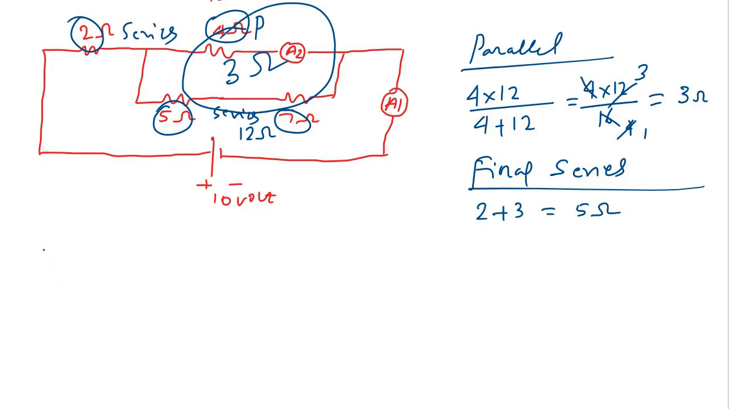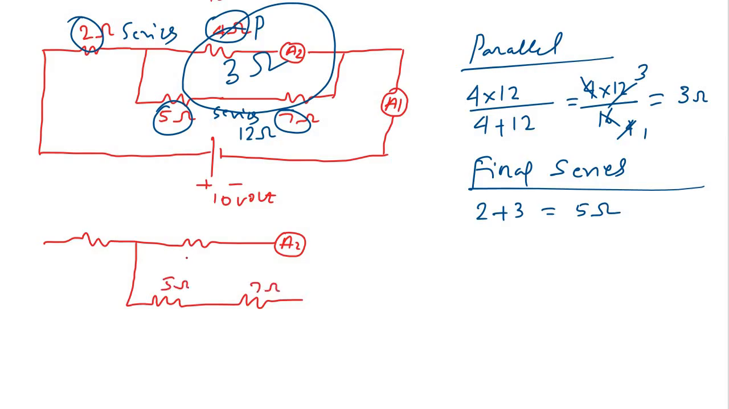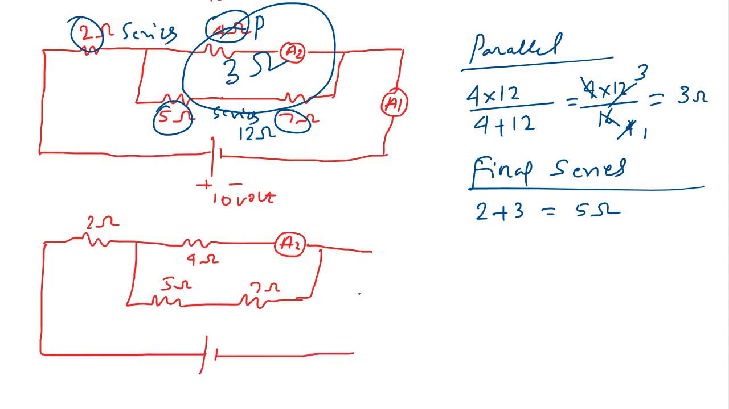Something looking like this, right? So 2 ohm, and this is our A2, and this is our 5 ohm, 7 ohm, right? 5 ohm and 7 ohm. This one is a 4 ohm, and this is 2 ohm. Of course, let us have the battery and one more ammeter.